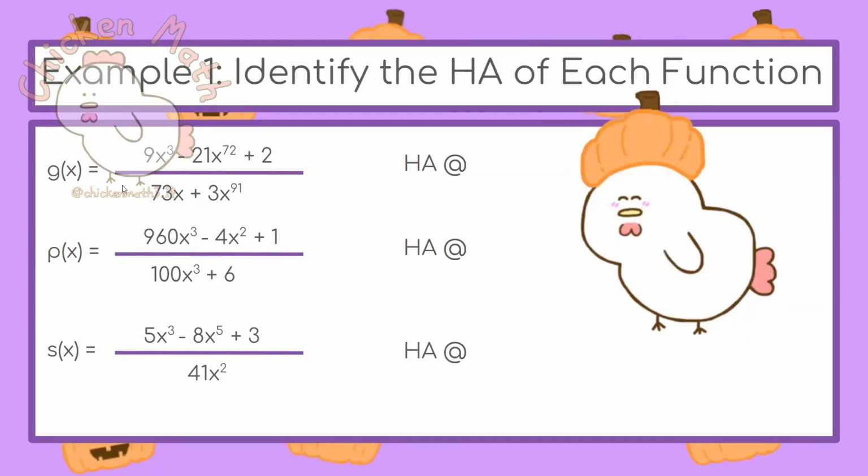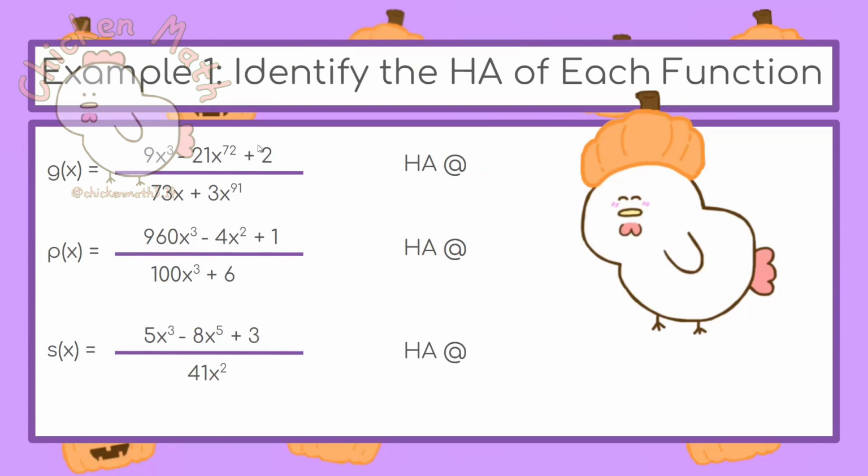So now we're going to be doing some practice with identifying the horizontal asymptote of rational functions. We're going to look at g of x. The main thing is to look at these degrees of the numerator and the denominator, and that's going to be telling us information on the horizontal asymptotes. So the highest value to which x is raised. If you look at the numerator, x to the 72nd, that's the highest value x is raised to in the numerator. And then the denominator, it would be 91.